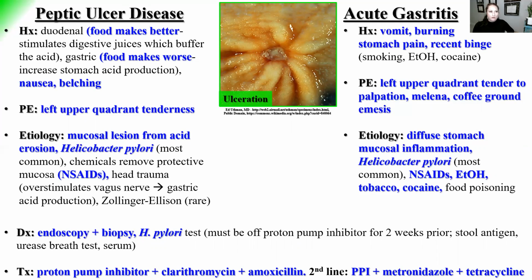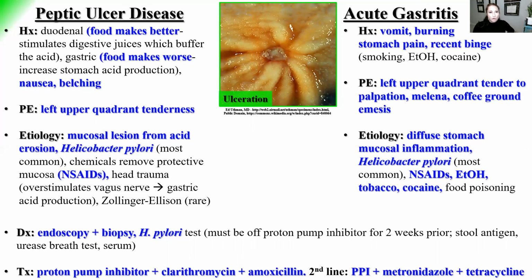If food makes it better, it tells us it's probably a duodenal ulcer, because this stimulates the digestive juices, which buffer the acid in the stomach. If it's a gastric ulcer, food will make this worse because that increases the gastric acid production. They may complain about nausea or belching after they eat. The etiology of an ulcer is that it is a lesion in the mucosa from chronic acid erosion.